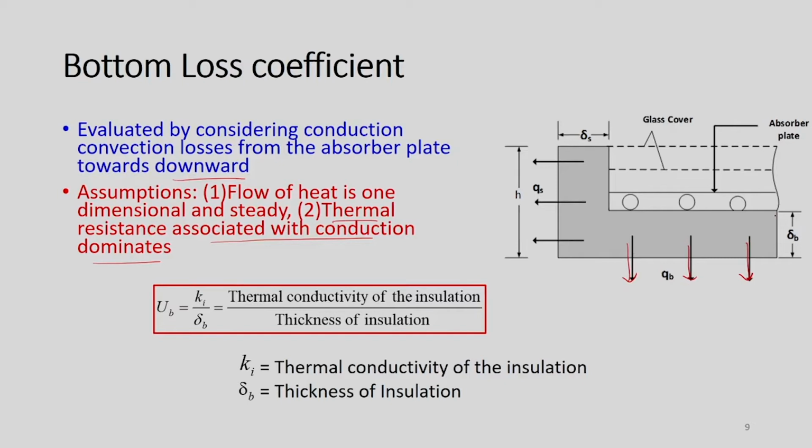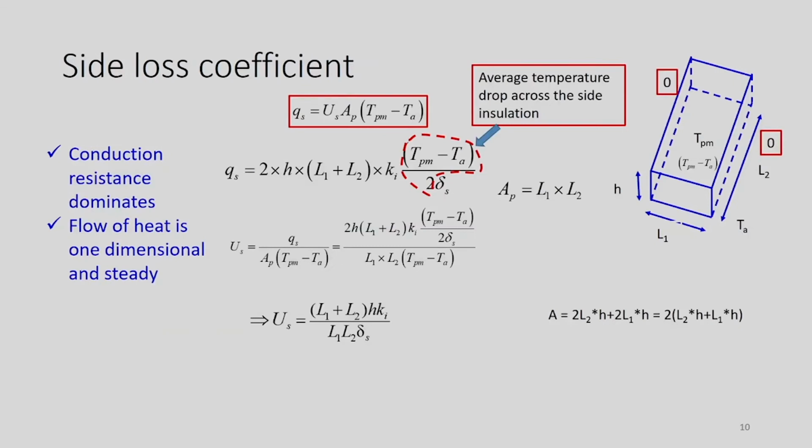In this case, if we know the thickness of the insulation, delta B, and the conductivity of the insulation, then straightaway you can calculate UB. UB is nothing but Ki by delta B, the thermal conductivity of the insulation over the thickness of the insulation. Once we are done with the bottom loss coefficient, our next attempt is to calculate the side loss coefficient.